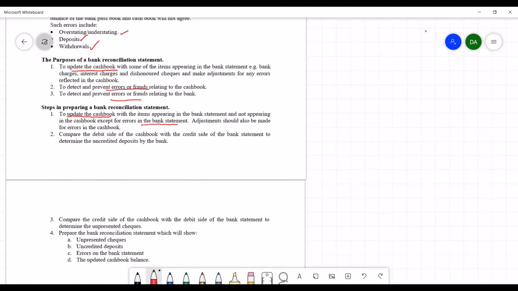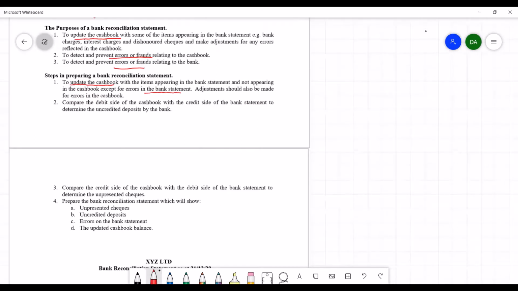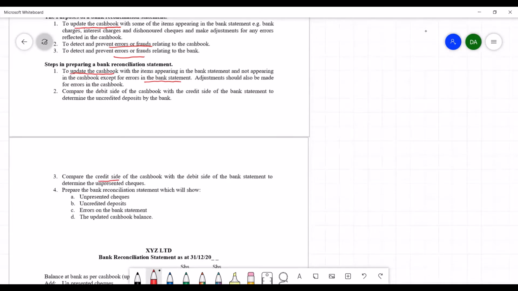Secondly, compare the debit side of the cash book with the credit side of the bank statement to determine if there are any uncredited deposits by the bank. And thirdly, compare the credit side of the cash book with the debit side of the bank statement to determine whether there are any unpresented checks which have been issued by the business. And lastly, prepare the bank reconciliation statement, which should show unpresented checks, uncredited deposits, errors on the bank statement, and the updated cash book balance.